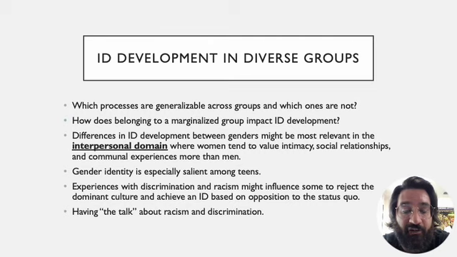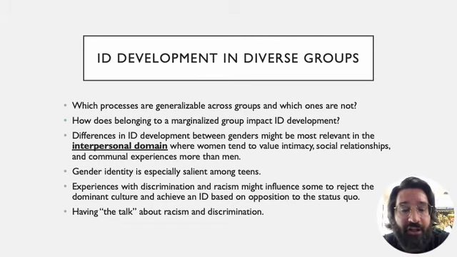Gender identity is especially salient among teenagers, right? Kind of figuring out whether or not their gender identity conforms to their biological sex, right? Whether they feel like it really fits for them. Experiences with discrimination and racism might influence some to reject the dominant culture, right? And achieve an identity based on, again, what we would call opposition to the status quo.